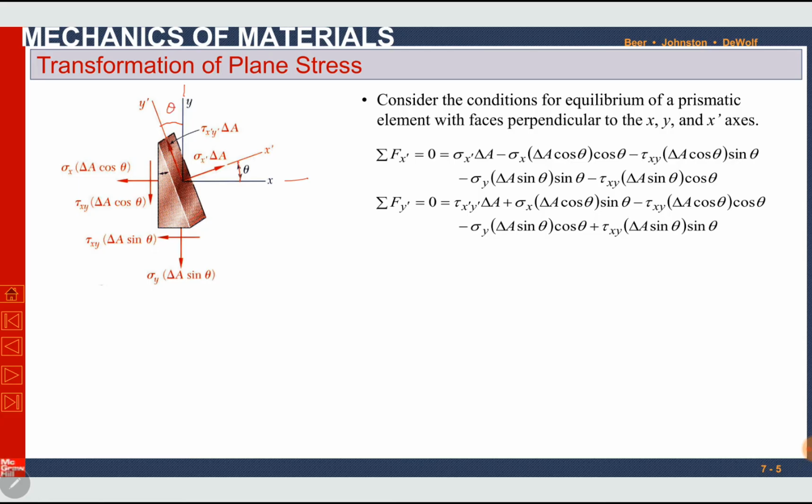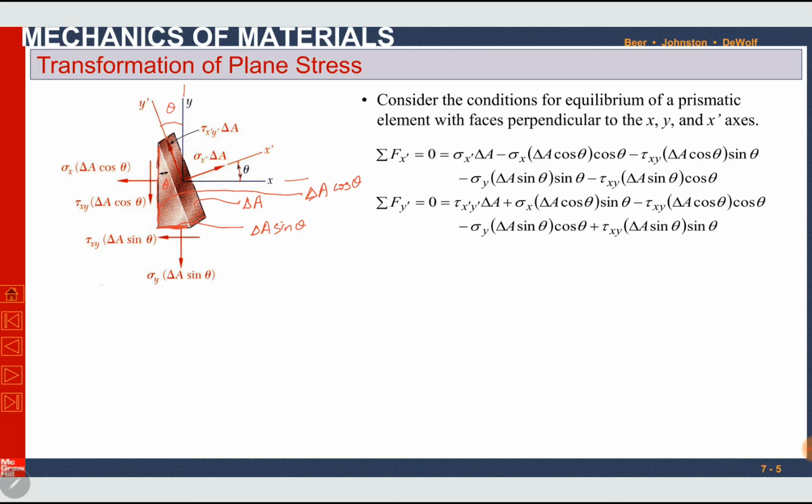Okay. Initially we had sigma x, sigma y, and tau xy. These stresses, let us convert these stresses into forces first. In order to apply equations of equilibrium, we have to convert stresses into forces. So the stress can be converted into force if we multiply it with area. Let us consider this area is delta A, and this angle is theta. So this area will be delta A sine theta, and this area is delta A cosine theta. So all stresses acting on this area have been multiplied with delta A sine theta, and stresses on the vertical surface are multiplied with delta A cos theta.